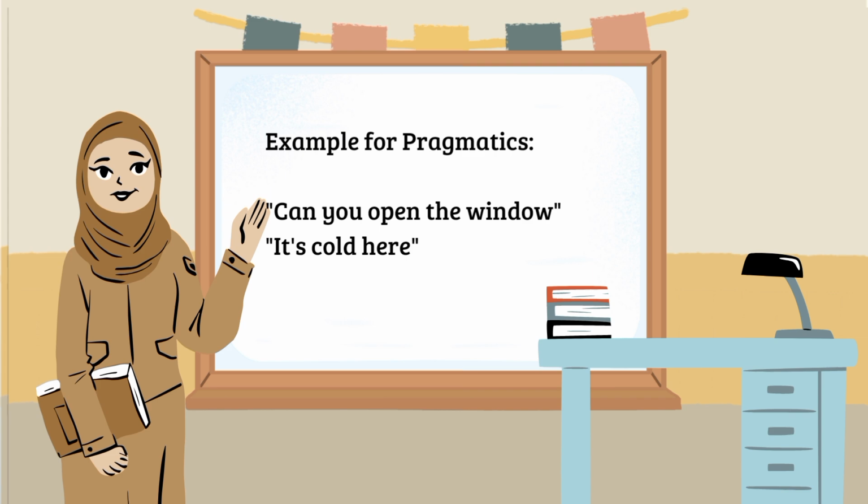And next, when someone says, "It's cold here," in semantics, this statement means that the temperature in the place is cold. But in pragmatics, it could mean, "In a room, please close the window." In the middle of a conversation, it could serve as a complaint or a request for help, such as asking for a checkup.